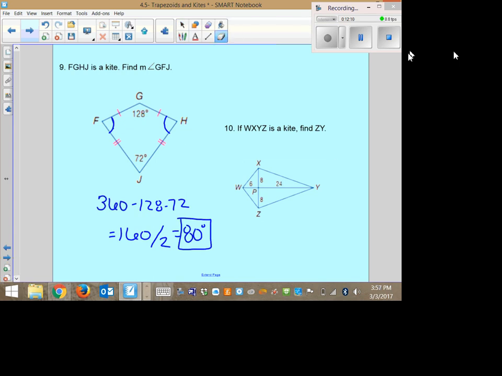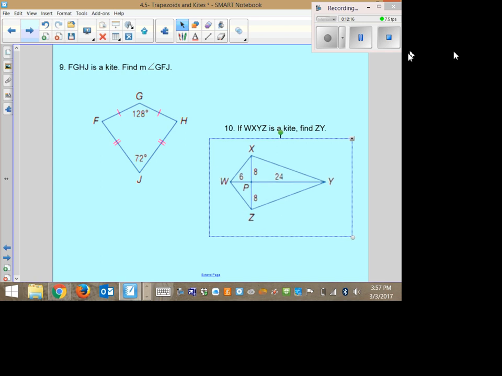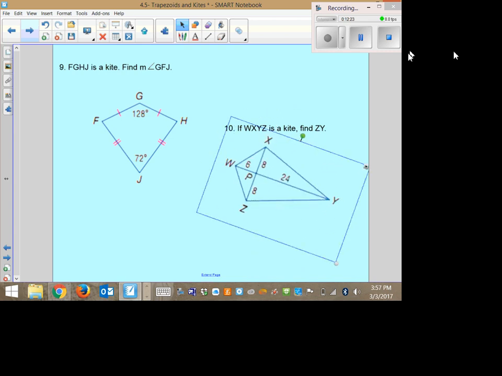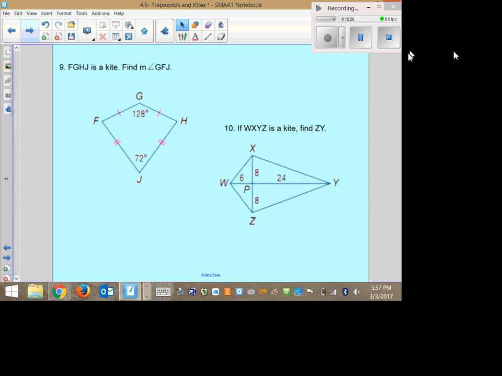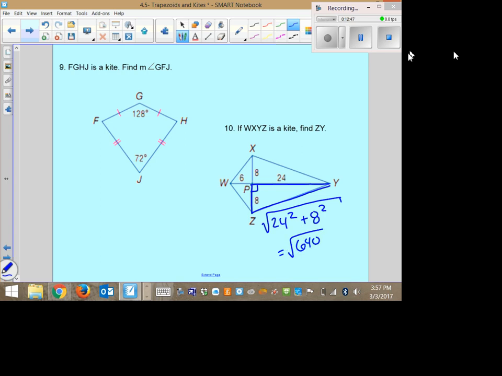Over here, now you can see that again, we have a kite, and note that the kite is laying on its side. So if you need to turn your computer or paper, please do so. But we have a kite, and we want to find the length of ZY. So again, we know that our diagonals are perpendicular, so we have a right angle. So we can take the square root of 24 squared plus 8 squared, and that's going to give us the square root of 640, which you can simplify to 8 square root of 10, or in decimal form, 25.3.